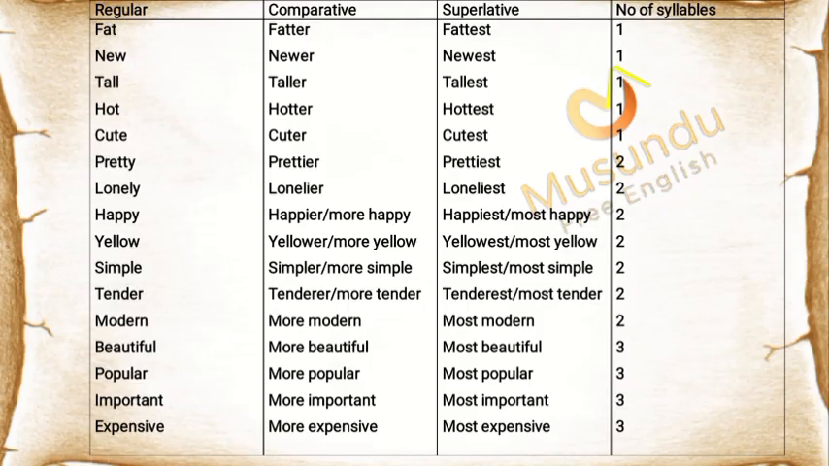Yellow, yellower or more yellow, yellowest or most yellow, 2. Simple, simpler or more simple, simplest or most simple, 2. Tender, tenderer or more tender, tenderest or most tender, 2. Modern, more modern, most modern, 2. Beautiful, more beautiful, most beautiful, 3. Popular, more popular, most popular, 3. Important, more important, most important, 3. Expensive, more expensive, most expensive, 3.